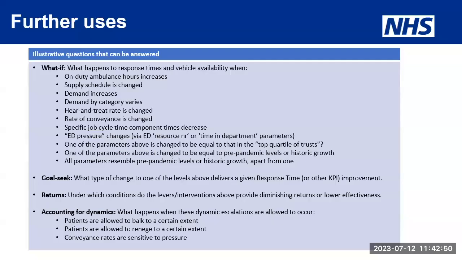So just briefly, there are a lot of questions that could be answered with this type of model. I showed a couple of other things. You could change the schedule, or you could shave some time off some bits of the job cycle time, maybe benchmark it to other trusts. You could do goal seek, which instead of that says, what would it take if I could only change those two parameters to get to something, and accounting for dynamics.